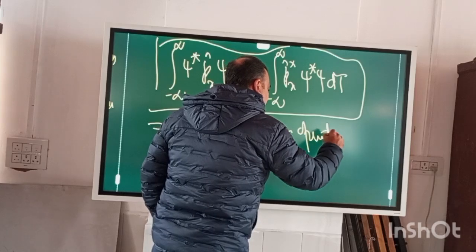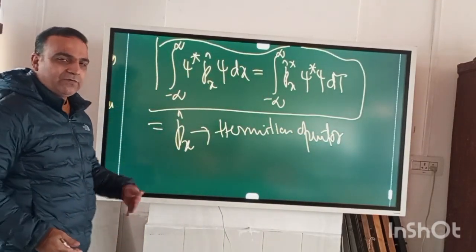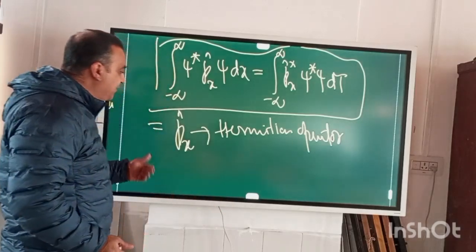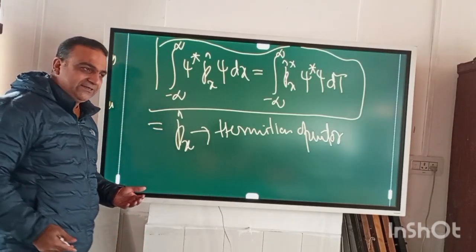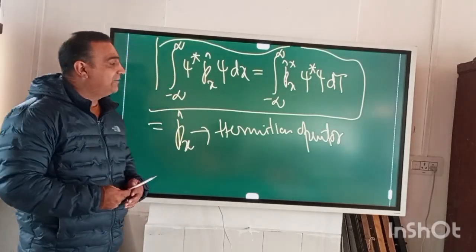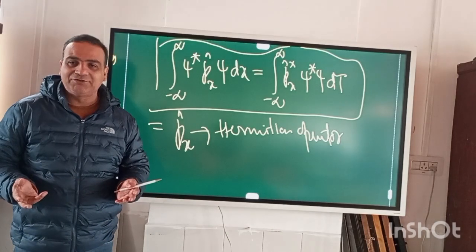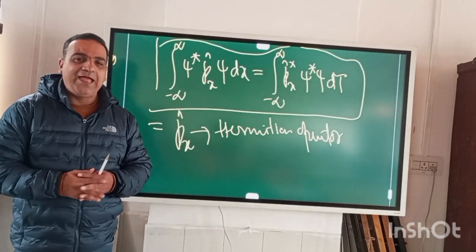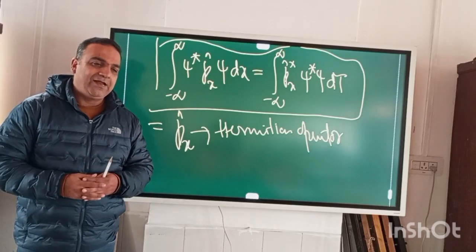So the momentum operator along x is a Hermitian operator, and you can take similar considerations for y and z, and generalize this result: the momentum operator in quantum mechanics is basically a Hermitian operator. With this, I would like to stop this discussion, and if you have any questions, you can ask me, and you can later on communicate with me.